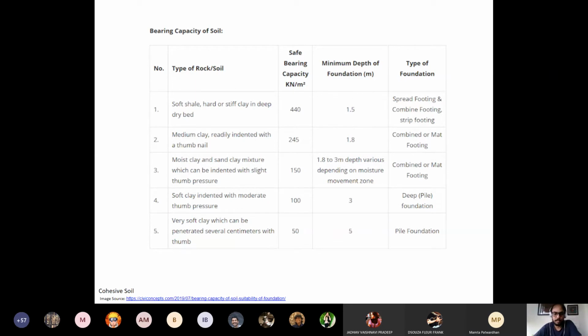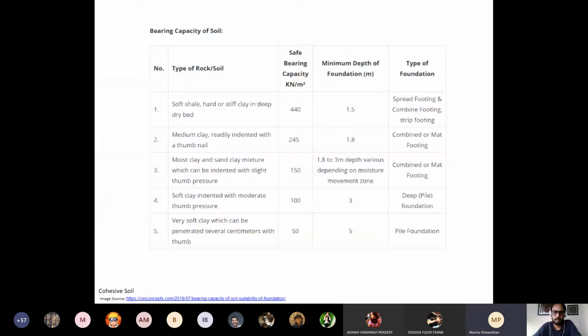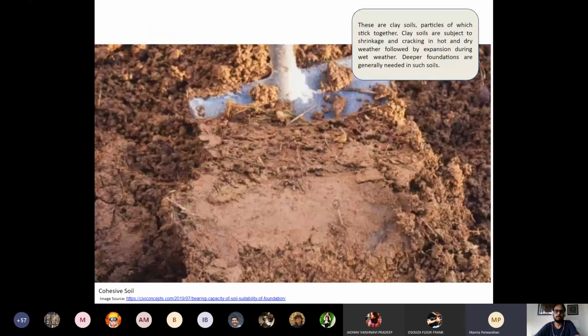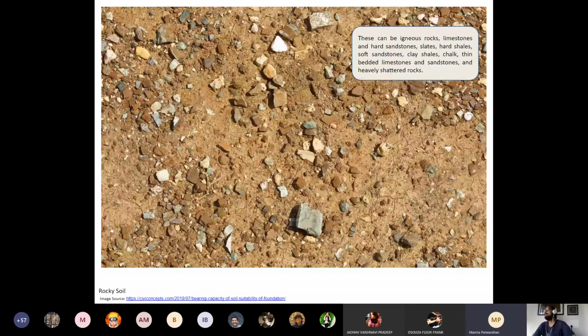If there are any questions, Mamta, you will have to interject. Yeah, so if you go back to the previous slide, because Shravan has a question. If the first one is similar to bedrock... Which one? This one, rock without lamination and defects, granite and whatever. Is that your question, Shravan?